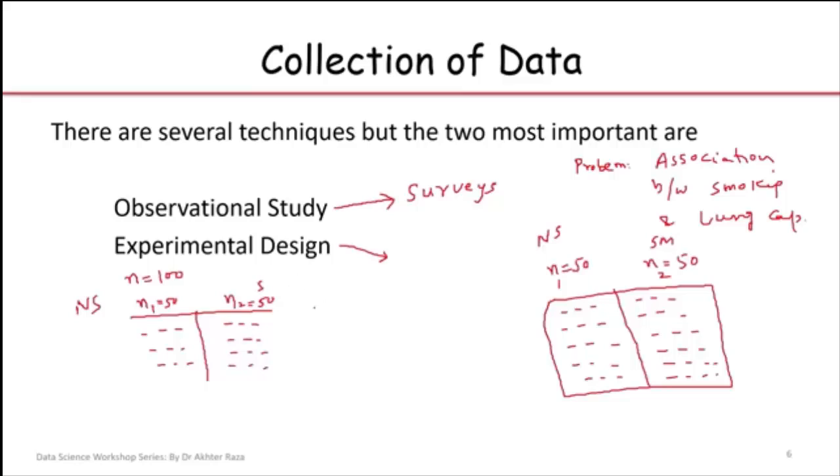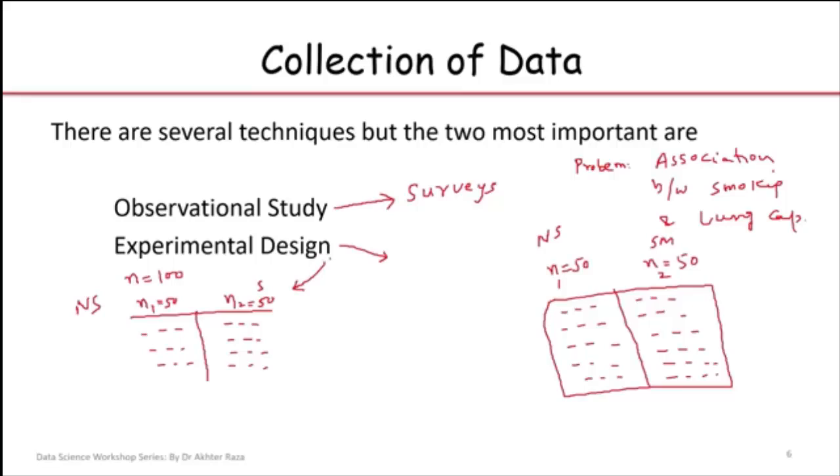For these 6 months, these participants are given one packet of cigarettes per day to smoke. And after 6 months, we will conduct the lung capacity test for these 50 participants, as well as the lung capacity test for the 50 participants who never smoked during the research project as well as before in life. After completing the 6 months, we have the two data sets. So this is the data collection technique which is referred to as experimental design.